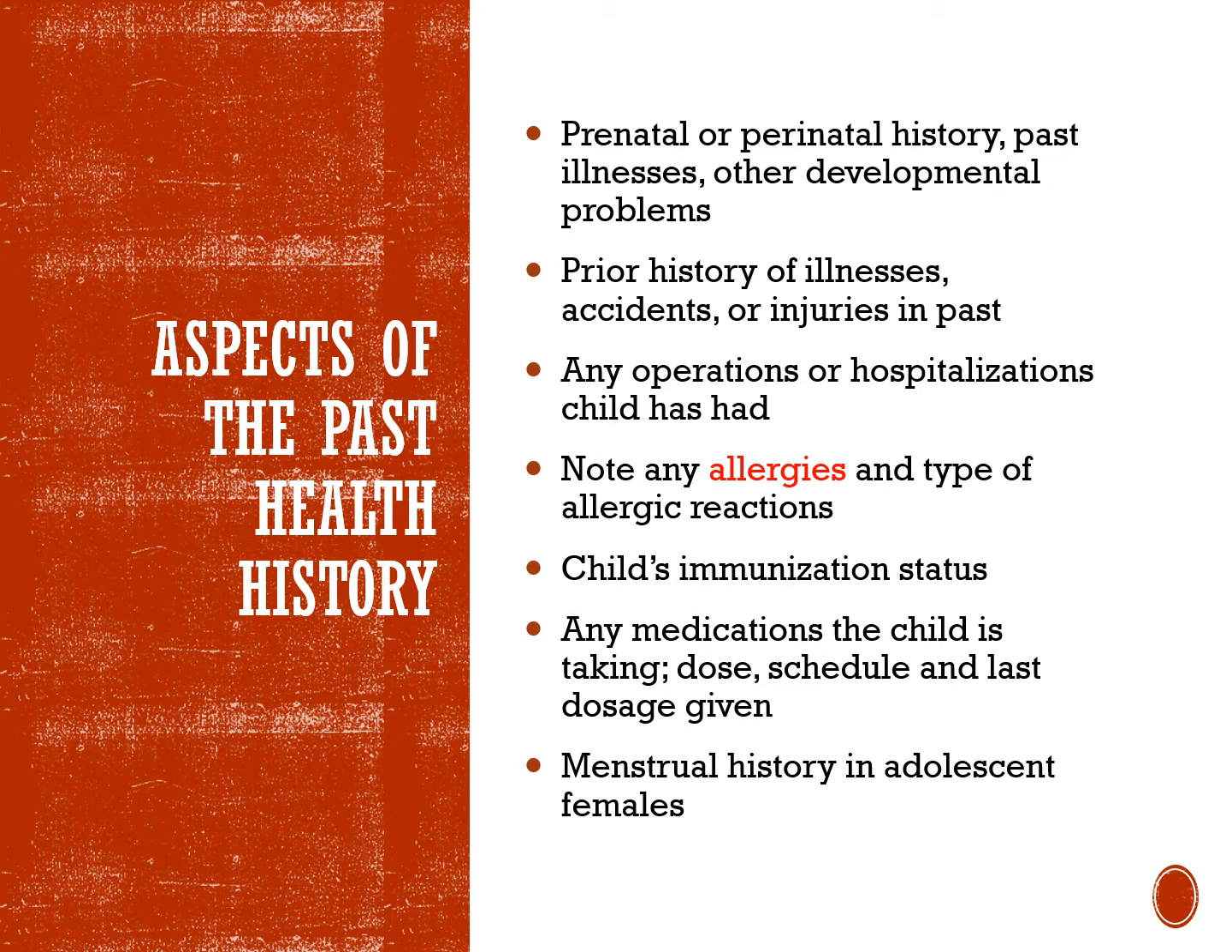And then, very important, we want to assess any medications that the child is taking currently. The dose, the schedule, and the last dose given is very important. And menstrual history in adolescent females is very important. We want to ask about the last menstrual period and any complications.